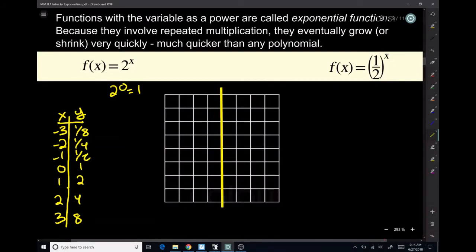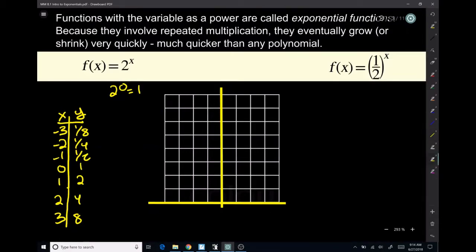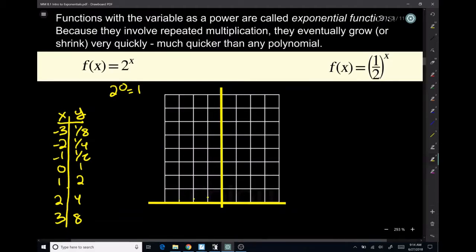So this graph, and I'll give it a nice x-axis and y-axis here. I'm going to put the x-axis here. This graph is never going to go negative. In fact, it's never going to touch the x-axis at all. So here's 1/8, here's a quarter, here's a half, 1, 2, 4, 8.